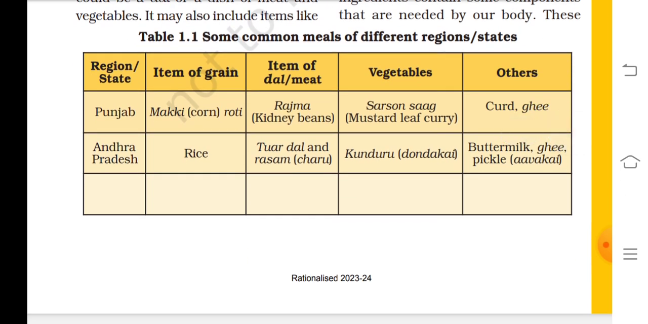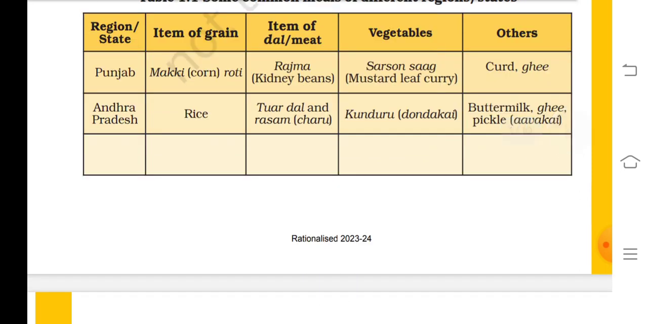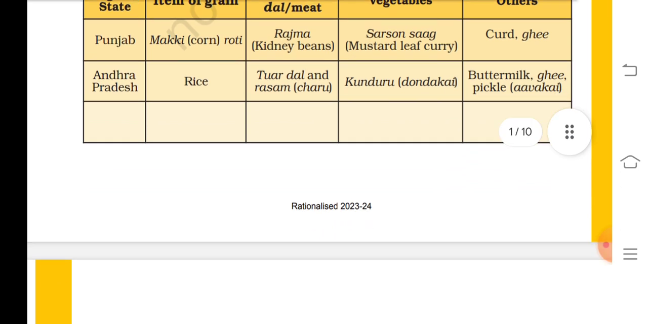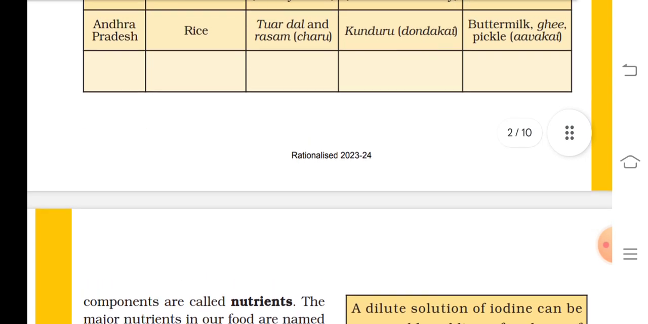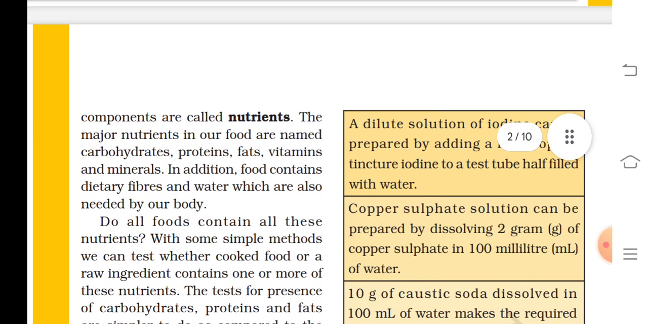Some common meals for different regions and states: items of grain, items of dal, meat, vegetables, other. Punjab: makki roti, rajma, kidney beans, sarson saag, mustard leaf curry, curd, ghee. Andhra Pradesh: rice, tuar dal and rasam, curd, butter, ghee, pickles.